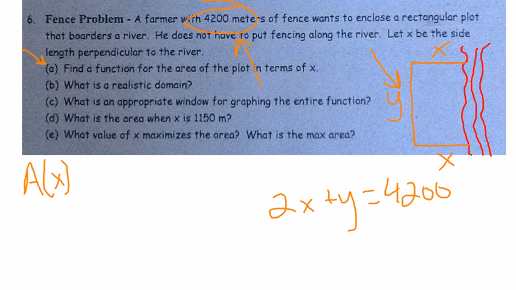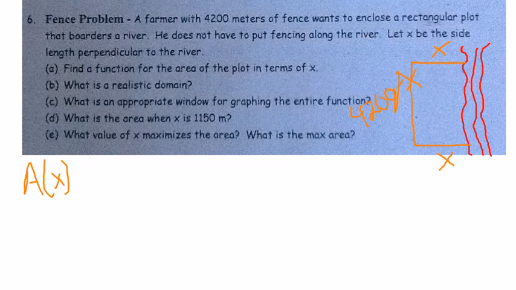Then I can subtract the 2x on both sides and get y equals 4,200 minus 2x. Notice that's what I have here, this y. So I'm going to replace the y with this, because then it'll be all in terms of x. So you can see here that I've got my side lengths labeled: x and 4,200 minus 2x.